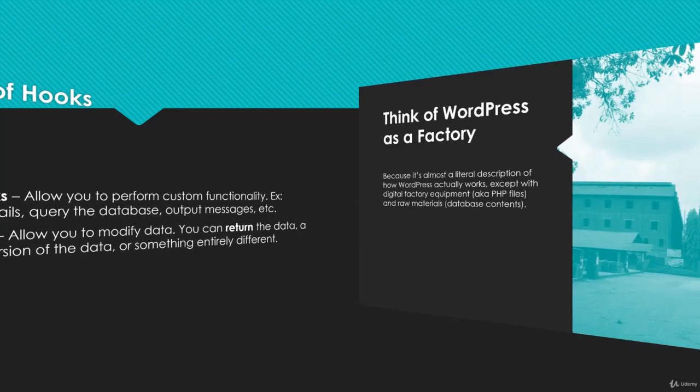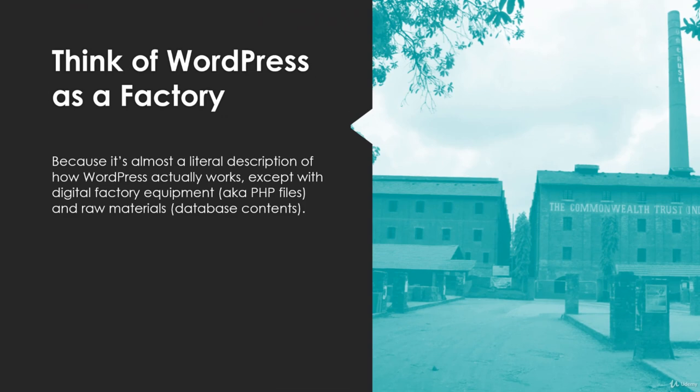To explain hooks, we will think of WordPress as a big factory. The factory kicks on whenever a visitor browses to your site and manufactures the specific web page they've asked for. The page generated has the contents of one or more posts, as well as a header, footer, sidebar, and so on. By the way, WordPress as a factory is probably the best analogy there is for how WordPress works in general. It's almost a literal description of how WordPress actually works, except with digital factory equipment, aka PHP files, and raw materials, aka the database contents.